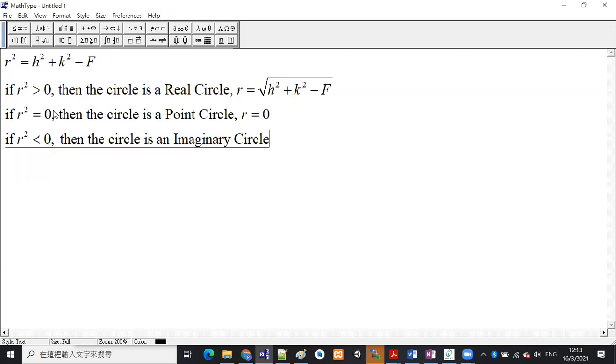Okay, if r square is calculated to be exactly equal to 0, then the circle is just a point circle and radius is equal to 0. Okay, and if r square is less than 0, that is a negative number, then the circle is called an imaginary circle. And we cannot calculate the radius of the circle because it is math error.